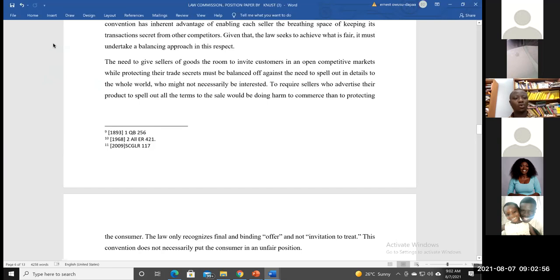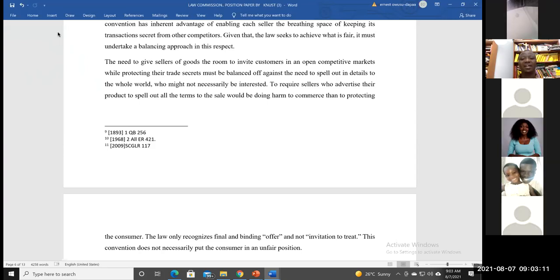Okay, so just to wind up on that particular first issue, terms and conditions apply. The discussion which has gone on is that we say that it is really an unfair practice, for which reason there should be a legislation to check that.